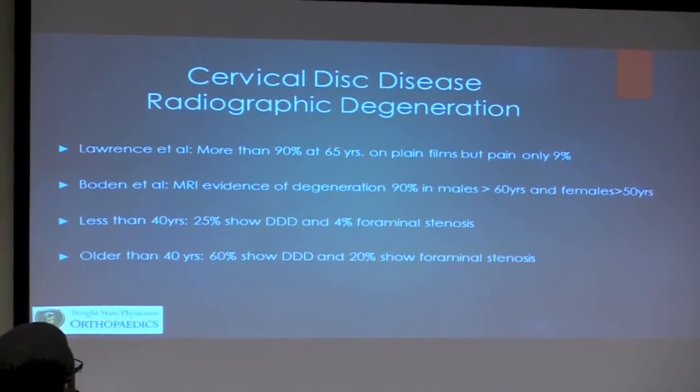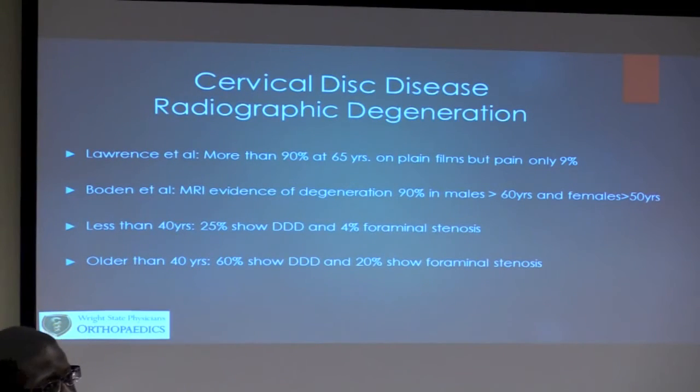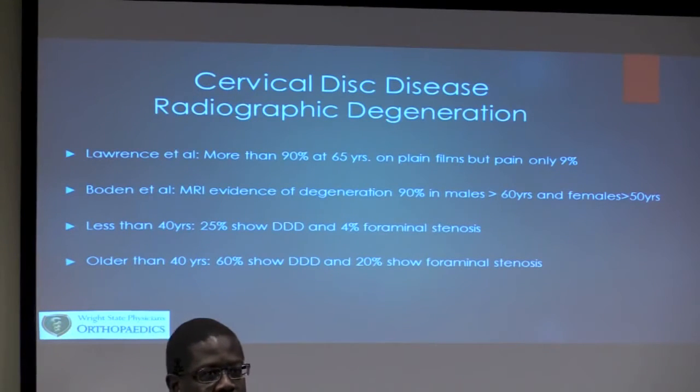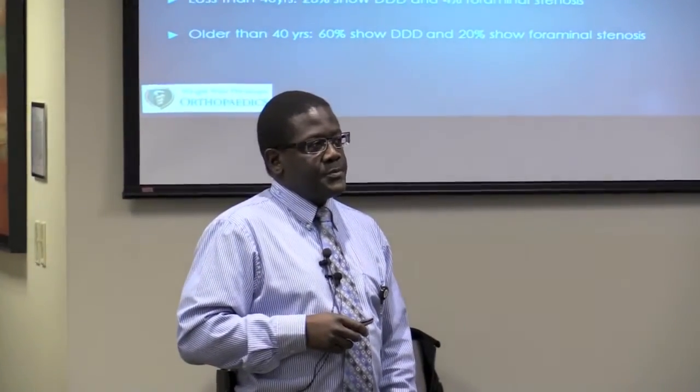So some of the studies that have been done, looking at Lawrence et al., have shown that if you did a study of 100 people, you'd find a lot of radiographic changes. But just the presence of radiographic changes by themselves do not necessarily need any form of treatment. And as you go up in age, the changes that you see on the MRI or on the x-ray increase. You can see here in this study by Bowden, MRI evidence of degeneration in males over 60 years of age and in females over 50 years of age, in about 90% of the population. So radiographic features do not necessarily indicate treatment. Treatment is based upon the symptoms.